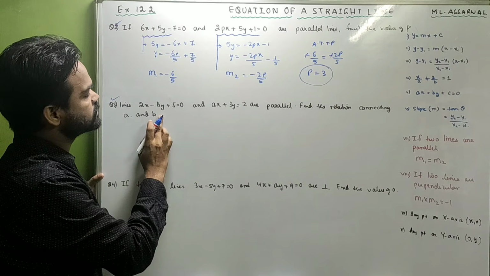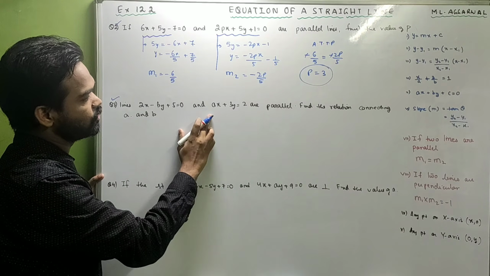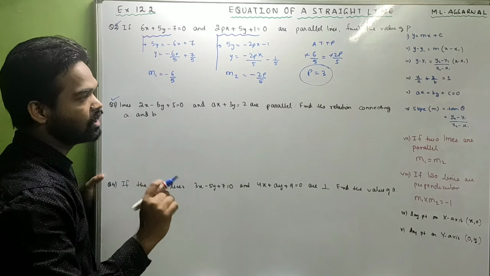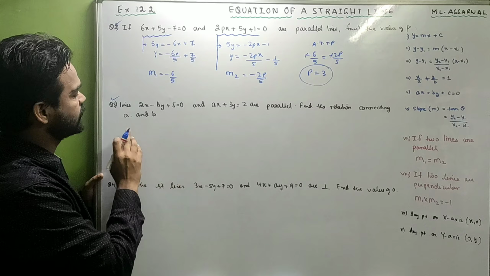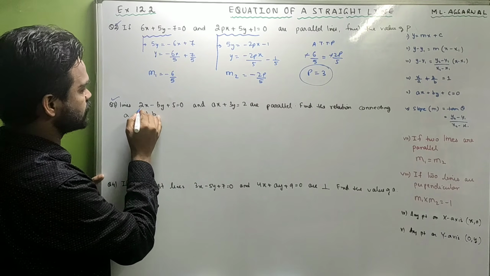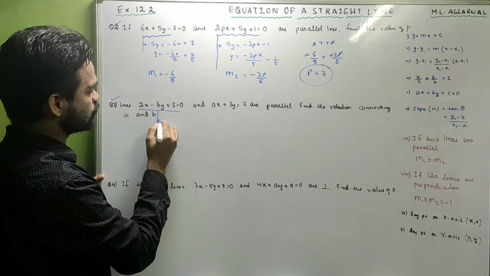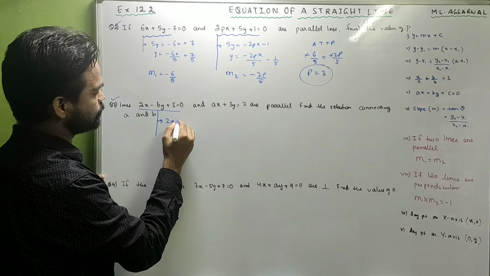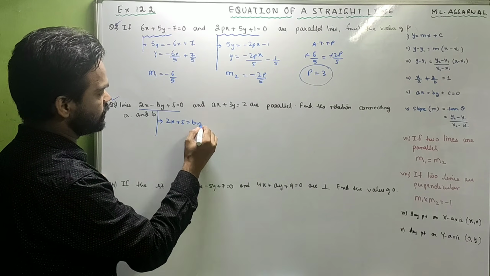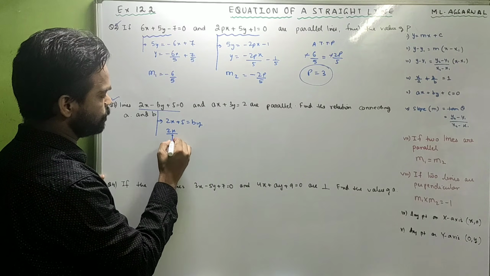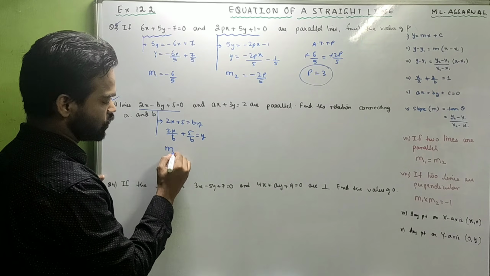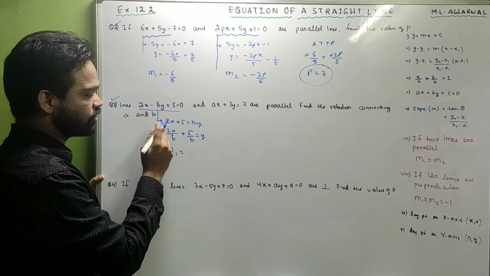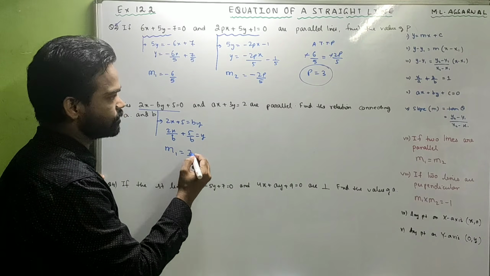Okay, look at question 3 now. Lines 2x minus by plus 5 equals 0 and ax plus 3y equals 2 are parallel. Again, the slopes will be equal. Find the relation connecting a and b. Same logic. Look over here. I'll find the slope. So I can write 2x plus 5 equals by, or 2x by b plus 5 by b equals y, which means slope m1 is the coefficient of x, which is 2 by b.